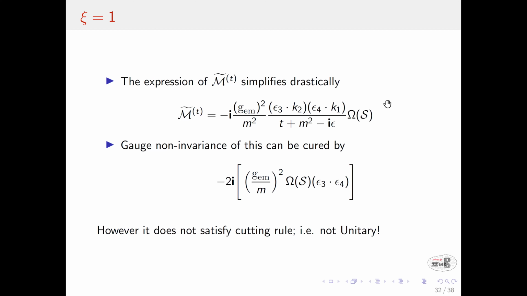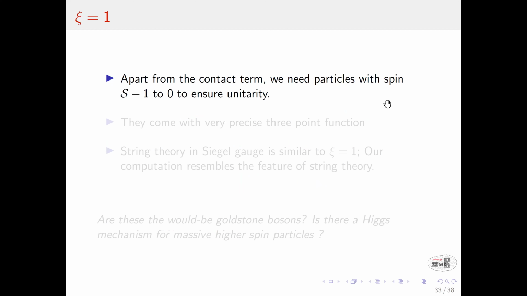What you can show is that apart from a contact term, we need particles from spin s-1 to 0 to restore unitarity. So at c equal to 1, I need a tower of unphysical particles, which will be important to restore unitarity. A finite tower, 0 to s-1. This is unitarity, not CRG, not UV growth. They come with a very precise 3-point function, and if you restrict yourself to the W boson, it of course works. This is because you've got some indices, you can contract them in pairs. Correct. And these are the new off-shell degrees of freedom.